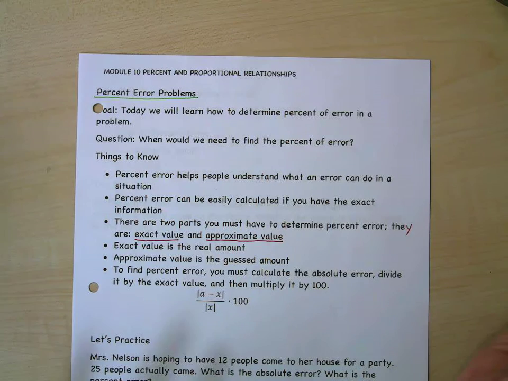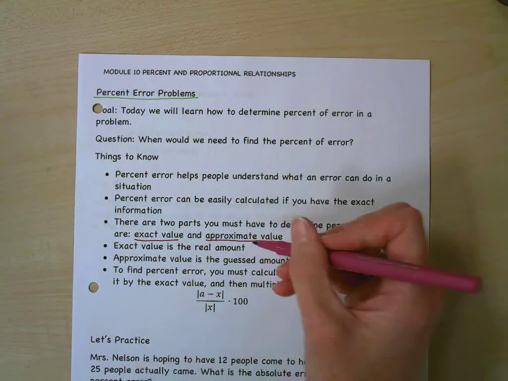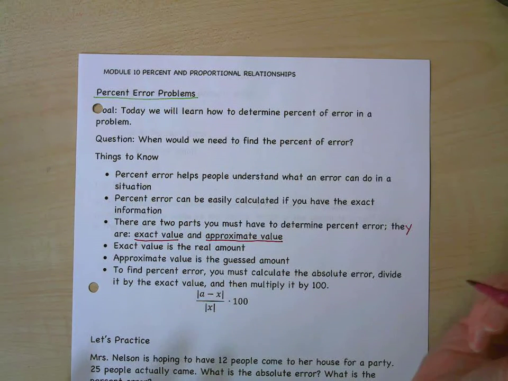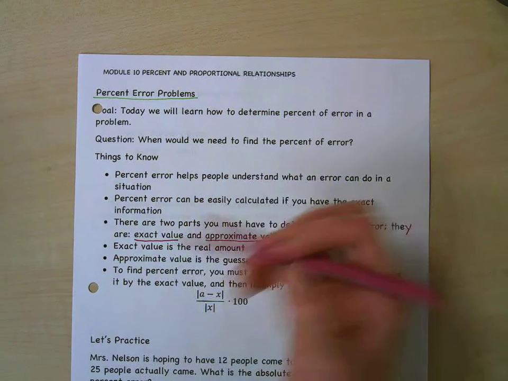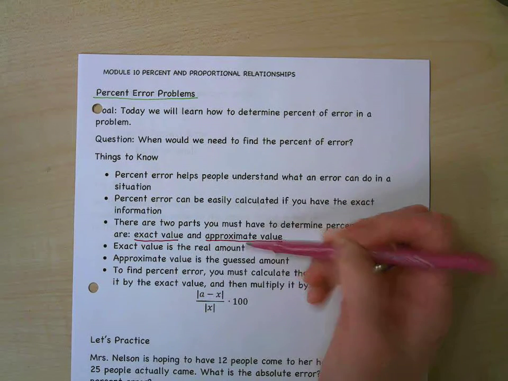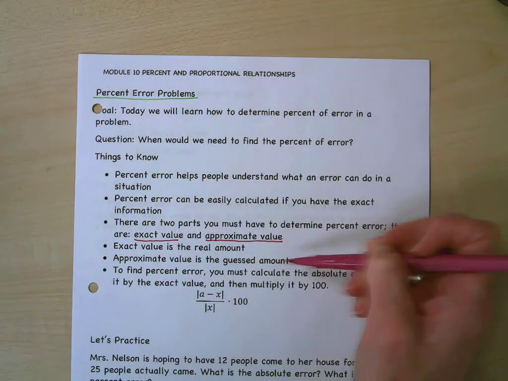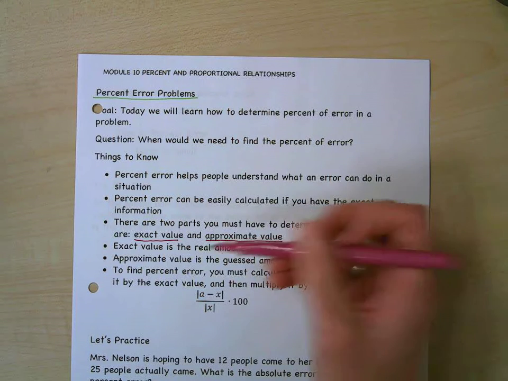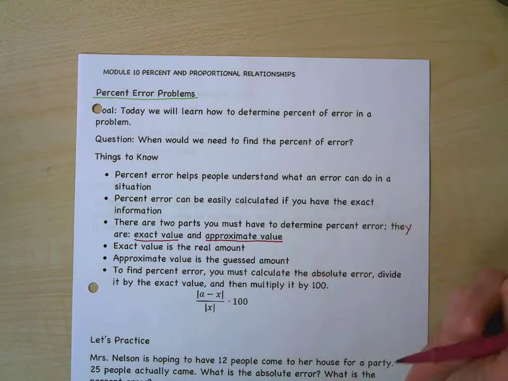Okay, the exact value is the real thing. The approximate value is what you think it could be. Okay, the exact value is the real amount. The approximate value is the guessed amount. That's another good way to think about it. The real amount versus the guessed amount.